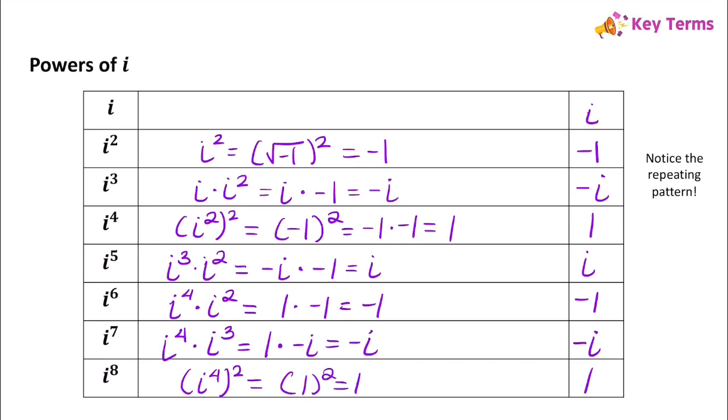Okay, so notice in this table, these values start to repeat, right? We have i, negative 1, negative i, 1. And then notice it happens again: i, negative 1, negative i, 1. So this pattern that you see right here in these first 4 boxes will actually repeat for every power of i. So I just wanted to point this out. The most important power that we're going to be using a lot of is this i squared equals negative 1. But it's just good to know that the powers of i have this repeating pattern.